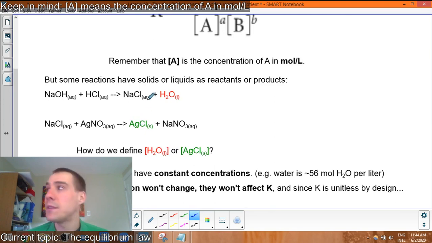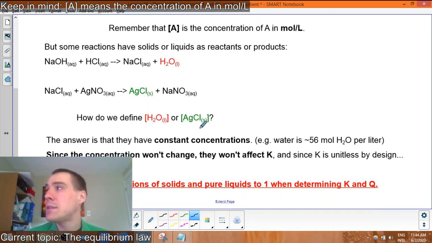It's easy enough for an aqueous. It's how many moles of it are in 1 liter of the water. But liquid water is in itself, right? And solid silver chloride is in itself. So it's hard to define. The answer is that they have constant concentrations. Their concentration is a constant. So water is 56 moles of H2O for a liter of water. You can do that from its density.